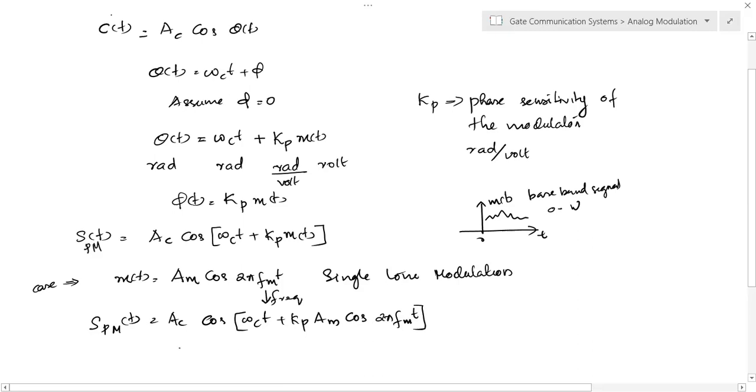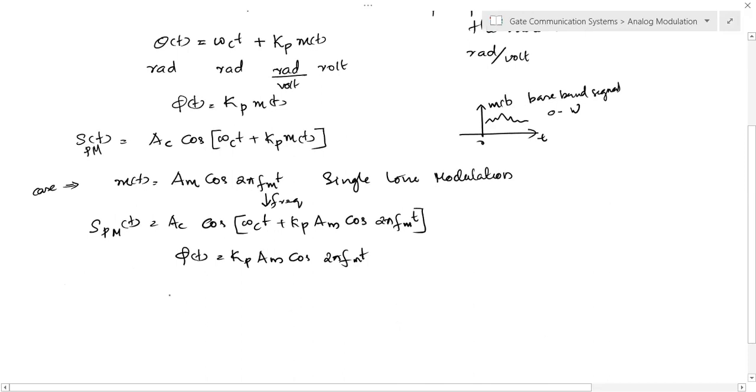And if you observe this, here the phase shift is simply Kp into Am cos 2 pi fm t. So from this, you can define one more point, that is the phase deviation or maximum phase deviation. So phi of t maximum, in this particular case, is the maximum phase deviation in the case of single tone modulation. If you observe this equation, Kp Am cos 2 pi fm t, the maximum value of cos is 1, so we can write it simply as Kp into Am.